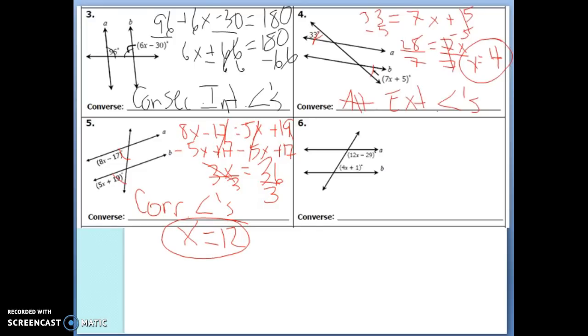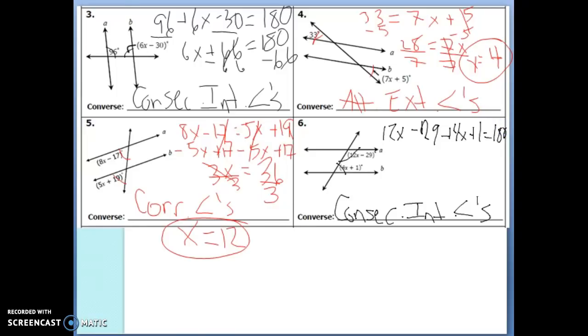Okay, last one for this slide. Angle 6, which is 12x minus 29, and this angle, 4x plus 1. These angles are on the same side of the line. They share the transversal, and they're in between A and B. So this is the converse of our consecutive interior angles. So remember, consecutive interior angles say 12x minus 29 plus 4x plus 1 equals 180.